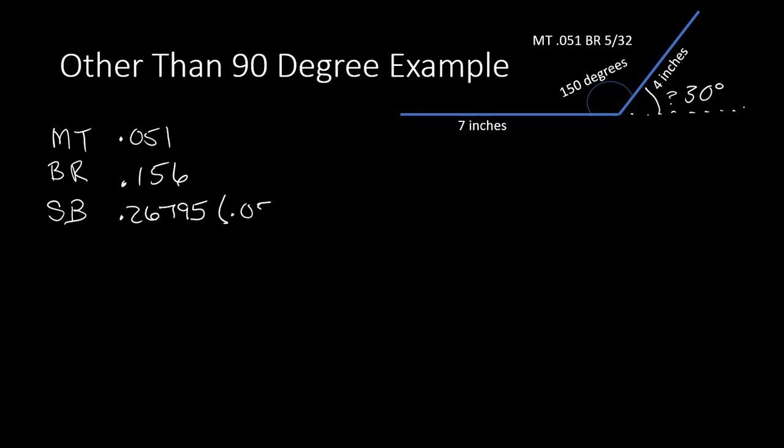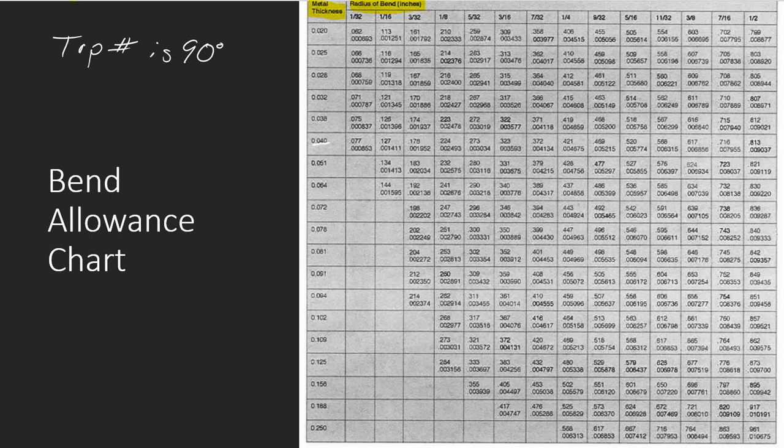Times metal thickness plus bend radius. So 0.26795 times 0.051 plus 0.156, and I get a setback of 0.055-ish. And for my bend allowance, remember we go to our bend allowance chart, we've got 51 thousandths metal, 5/32 brake, so 51 thousandths, 5/32 brake, and I get 0.003116.